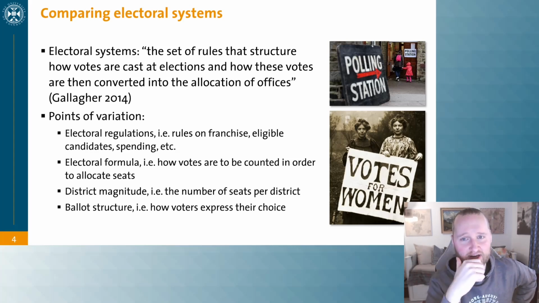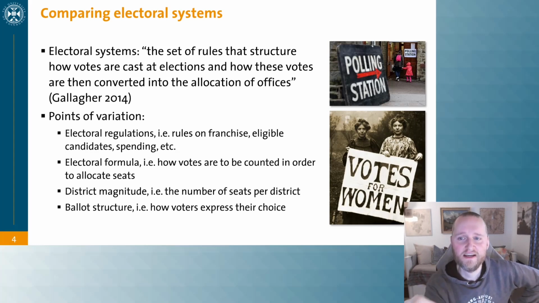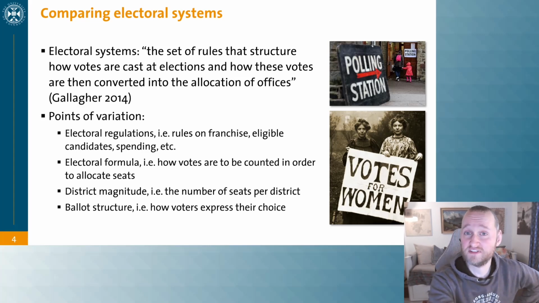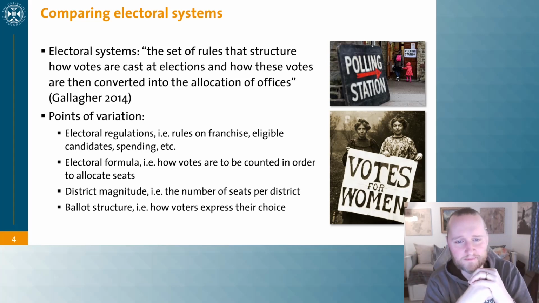Well, Gallagher defines it as a set of rules that structure how votes are cast at elections and how these votes are then converted into offices. So we have a set number of offices, say seats in parliament or the office of the president. And of course, you don't have as many seats in parliament, for example, as voters. Not every voter can have a seat in parliament. So you need to have some form of translation. Electoral systems are essentially a translation system between this is the number of votes that we have, this is the number of seats, and how do we allocate between those two.